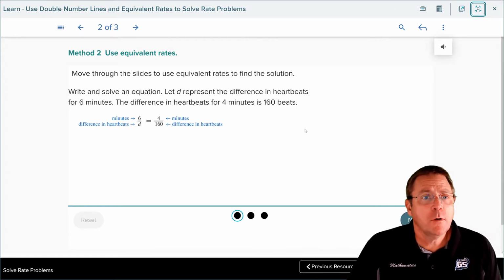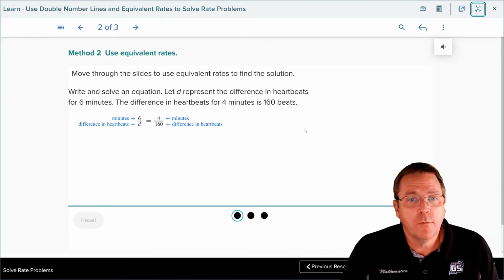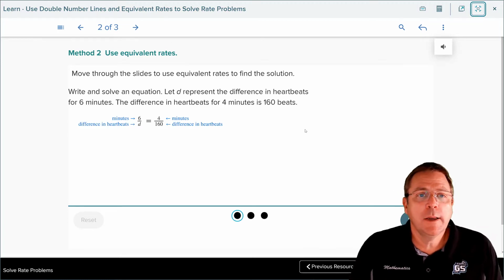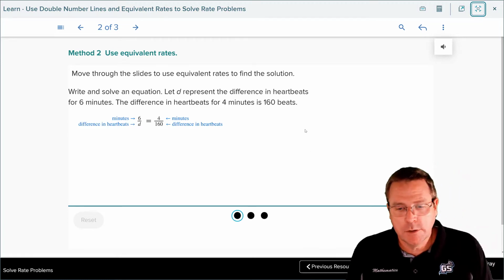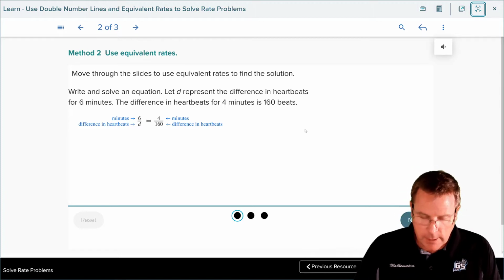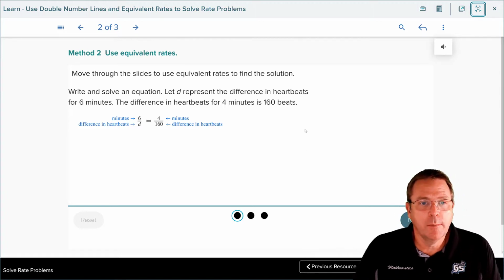Method 2 requires the use of equivalent rates. This is another concept that we've worked with before, and we're going to go ahead and take a screenshot of how we do this just so that we can see it a little bit better on our side and have that work explained to you a little bit better.